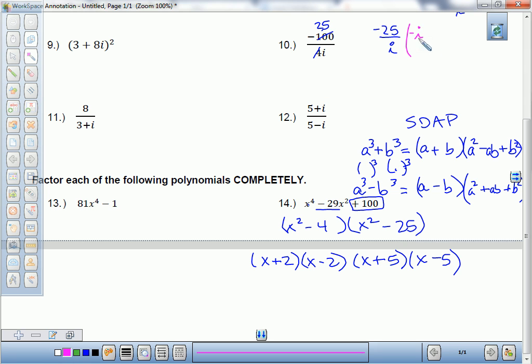Now, it doesn't look much different when it's subtraction. The only thing that changes are the signs. So same, opposite, always positive. What's being cubed, square, product, square. Do number 14.